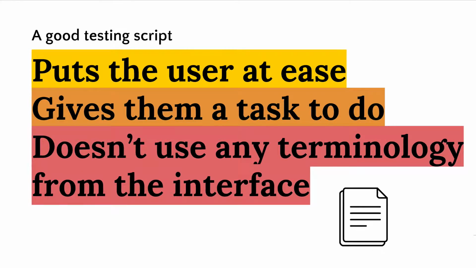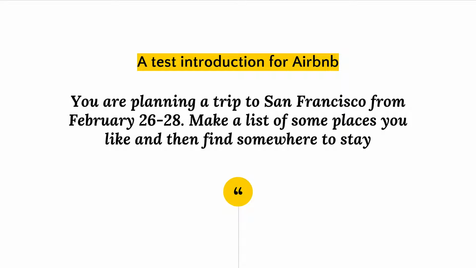So as an example here's an introduction for the test for Airbnb. So you are planning a trip to San Francisco from February 26th to 28th. Make a list of some places you'd like and then find somewhere to stay.